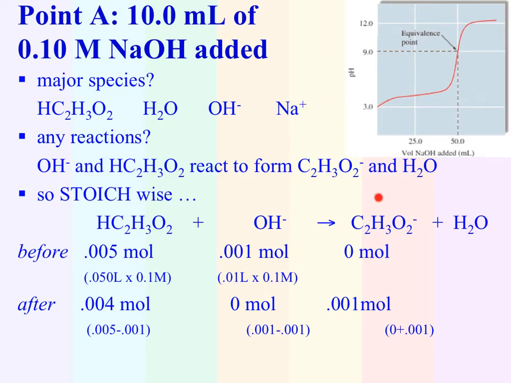And additionally, guys, we need to pay attention to the fact that this acetate ion is actually going to remain in solution. So initially we don't have any, but after this ionization process, we end up with 0.001 moles of this acetate ion.